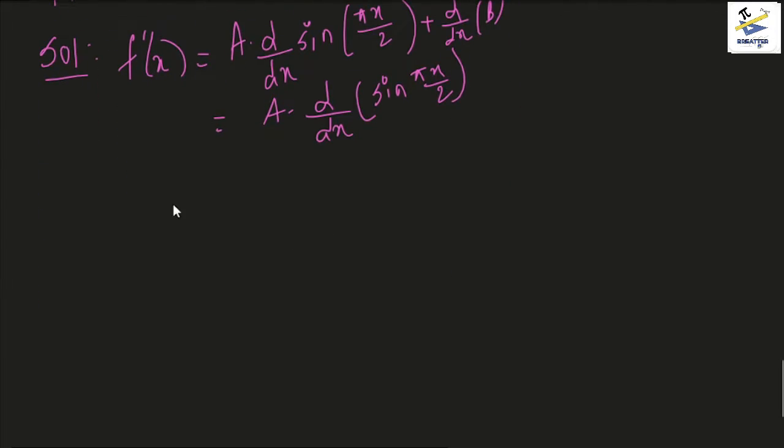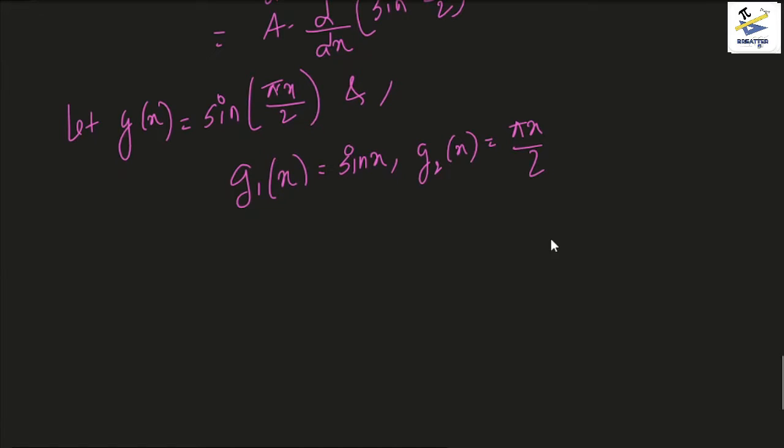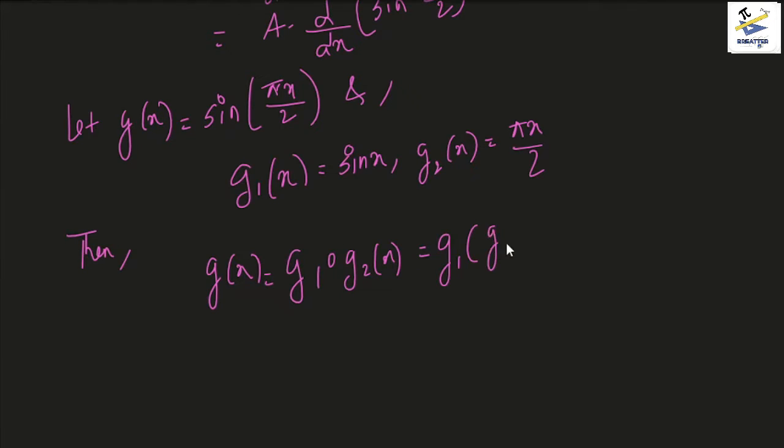Now how do we evaluate that? Let g of x equal sine of pi x by 2, and we define two more functions: g1 of x equals sine x, g2 of x equals pi x by 2. Okay, then g of x is basically the composition of g1 composed with g2 of x, or in other words g1 of g2 of x, right?